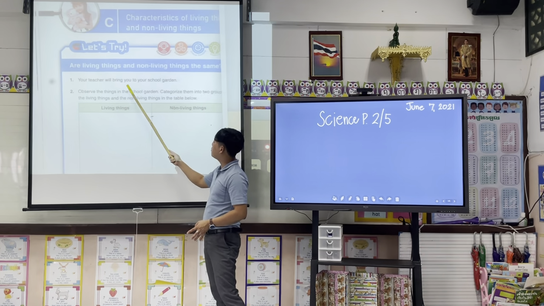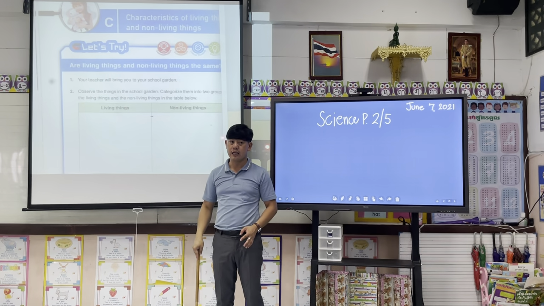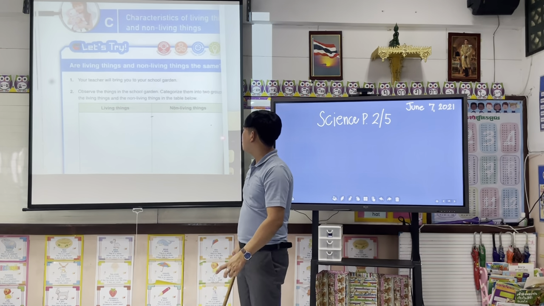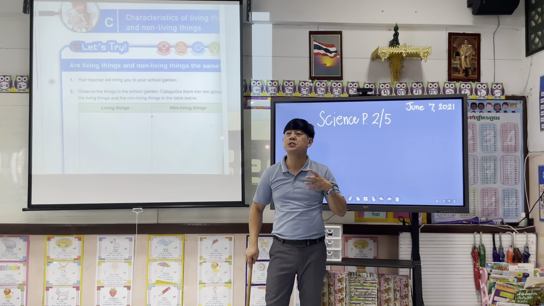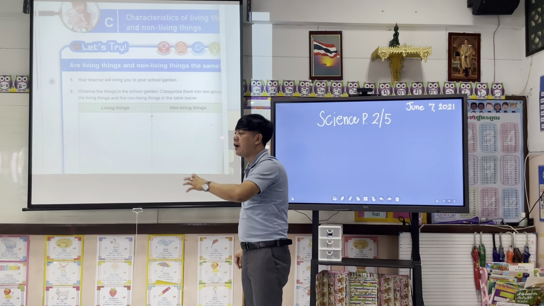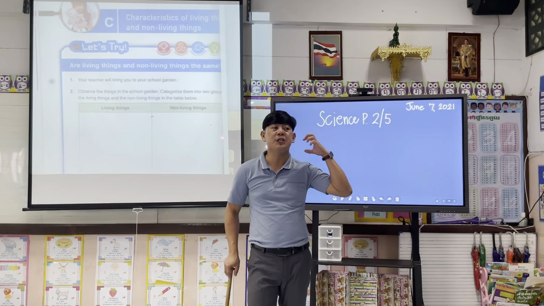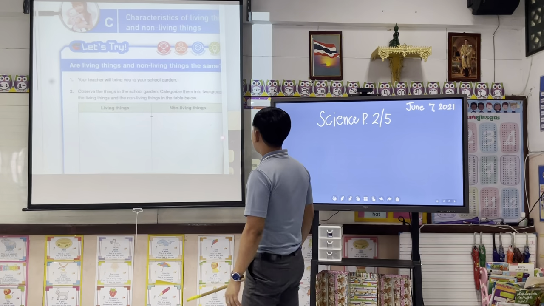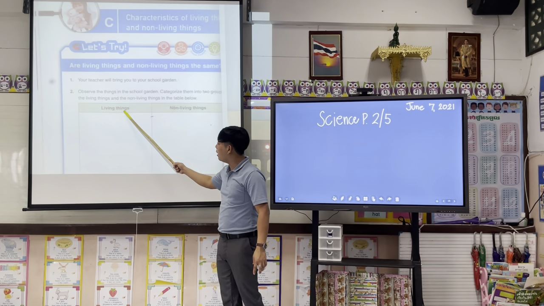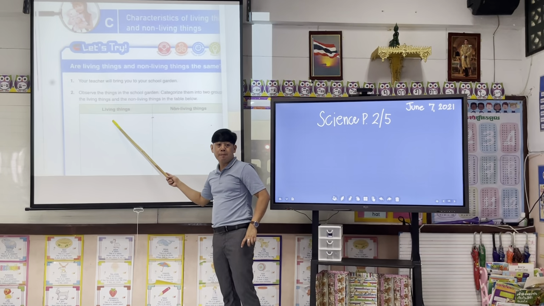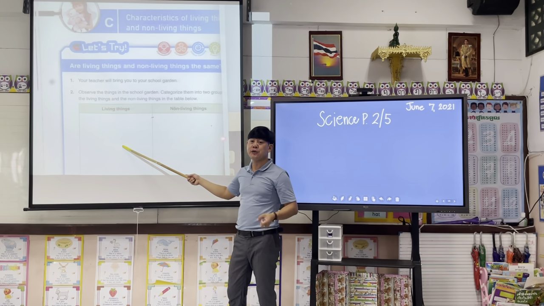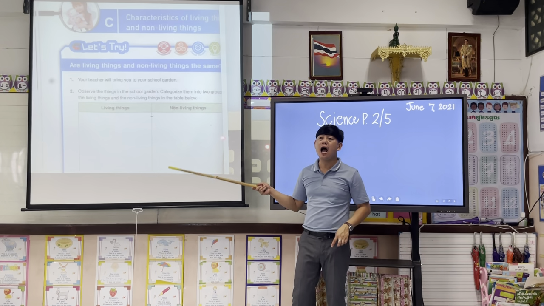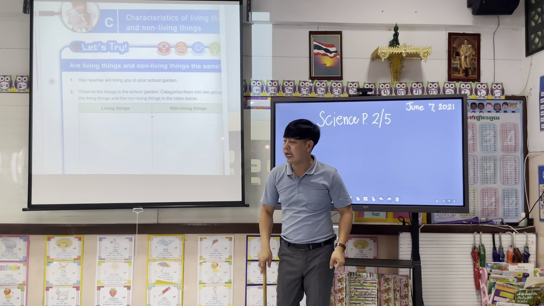Your teacher will bring you to your school garden, or your mother will bring you to your school garden. What you are going to do is observe around your garden. What can you see? Will you see some living things? Will you see some non-living things? Write down all the living things that you might see in your garden, and write down all the non-living things that you can see around your garden.